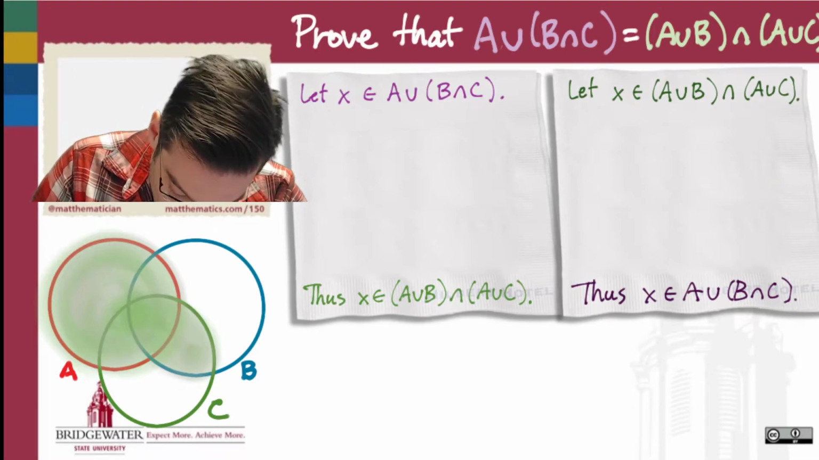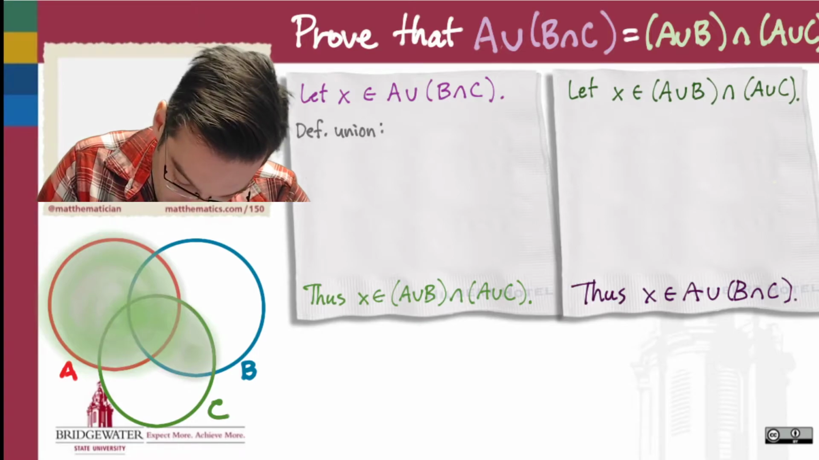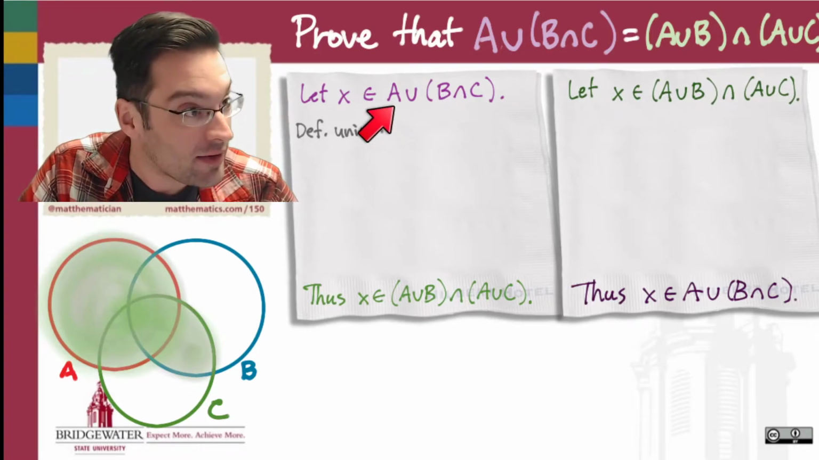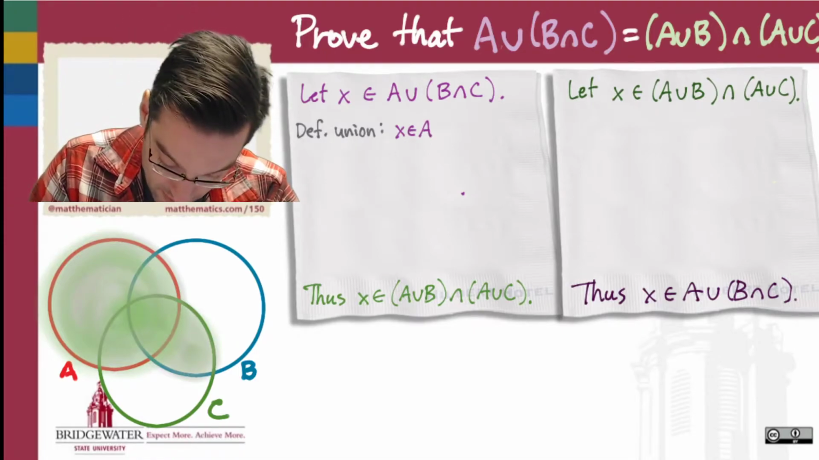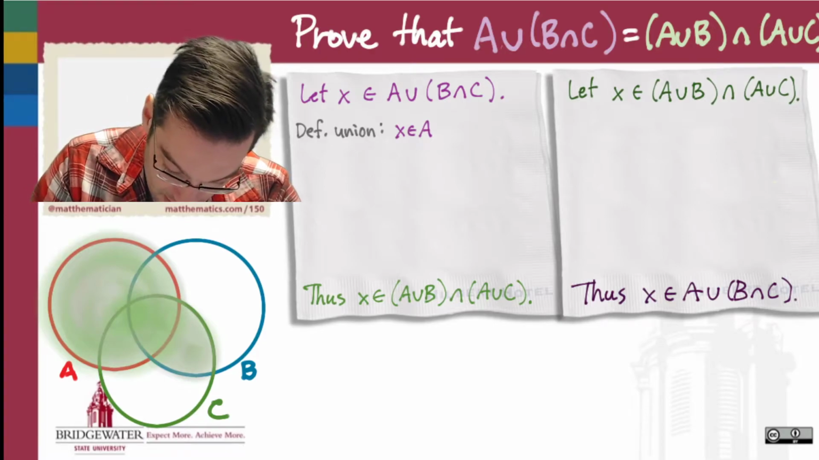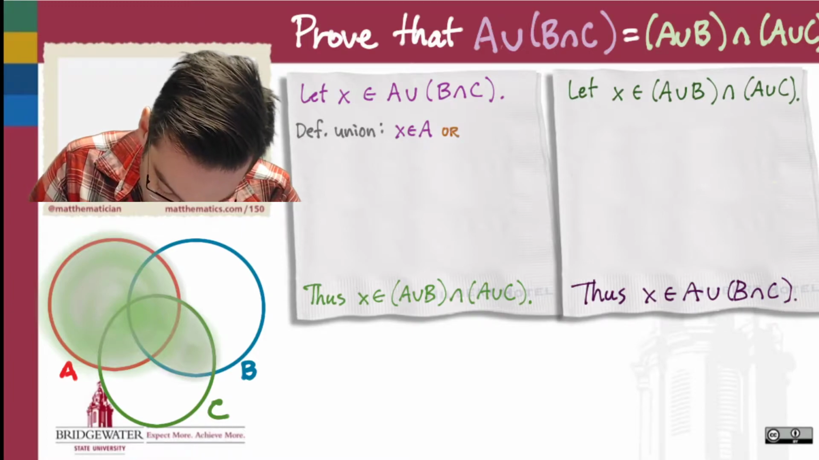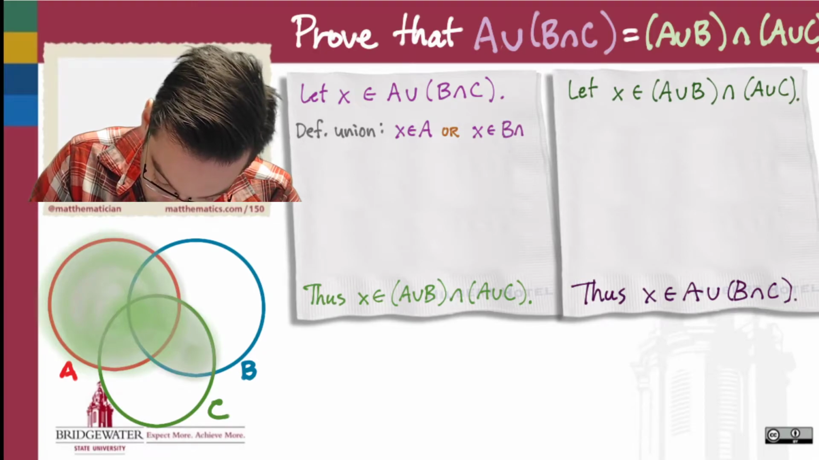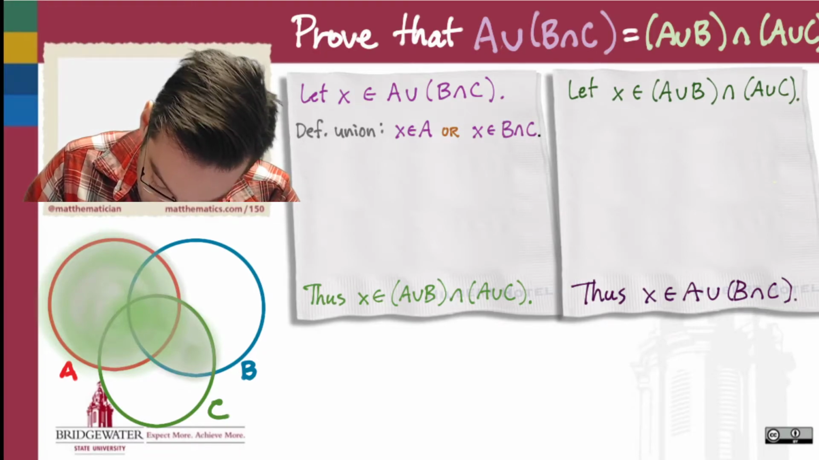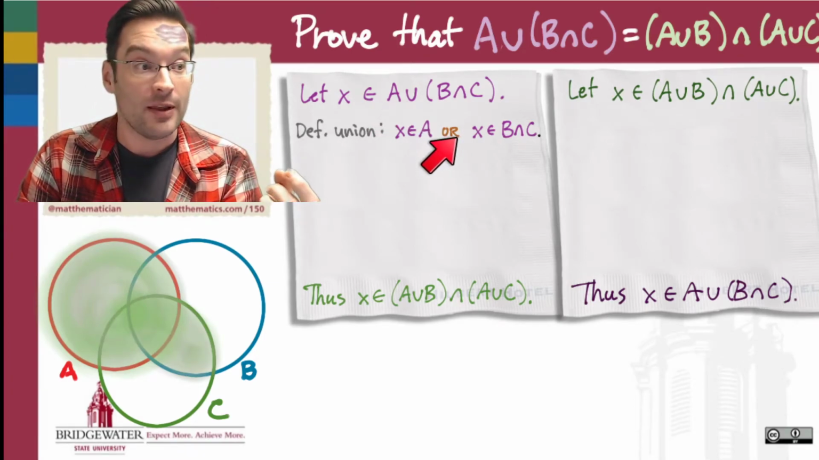So I'll plug in my definition of union to convert this into a more logical and less theoretical statement. The definition of union is going to tell me that x belongs to A is one way in which x could belong to this union of two sets, but the other way is that it could belong to the other set that participates in this union. It could belong to B intersection C. Okay. So there is a step in which we are trading out a set operation for a logical operation.